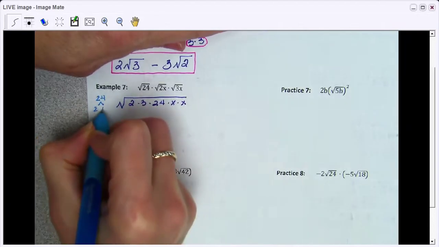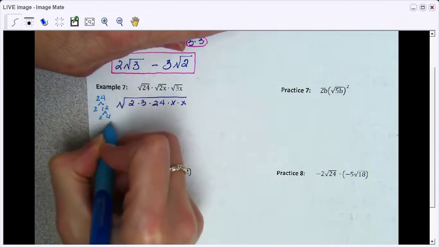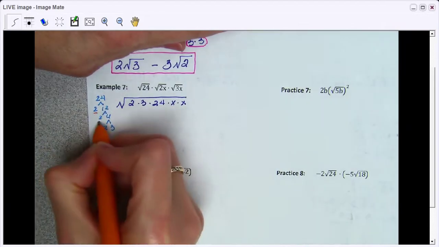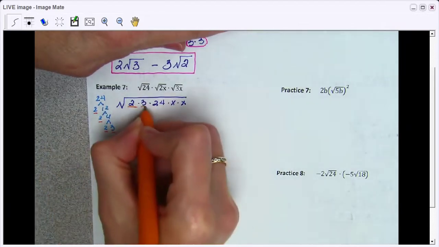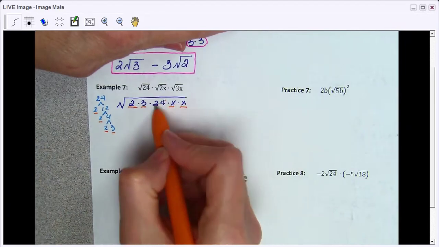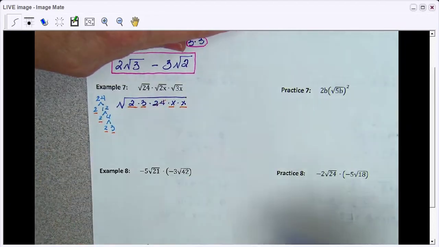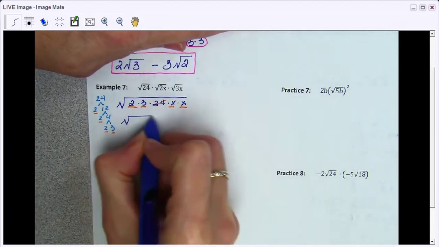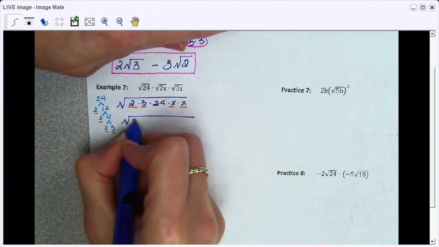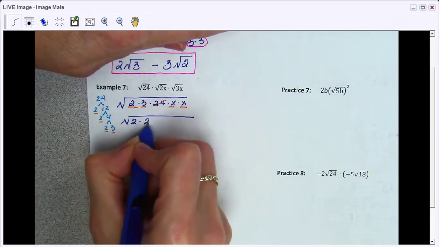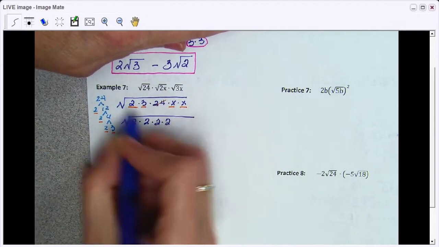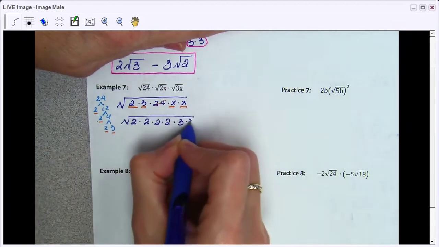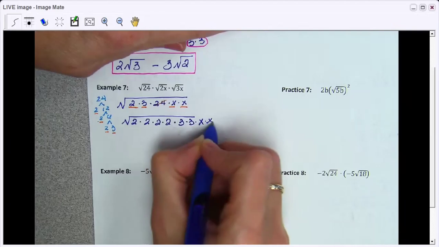So we have 2 and 12, 2 and 6, 2 and 3. So all of these, including the 24 we factored out, we're going to put under our new radical. So we have 2 times 2 times 2. Let's see, we have 1, 2, 3, 4 2s. We have 2 3s, and we have 2 x's.